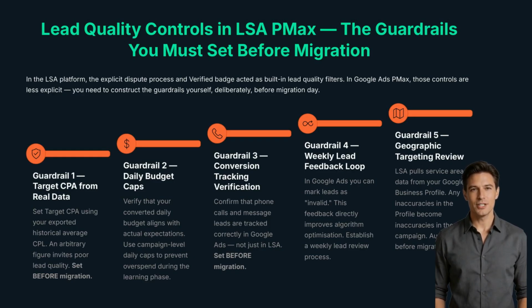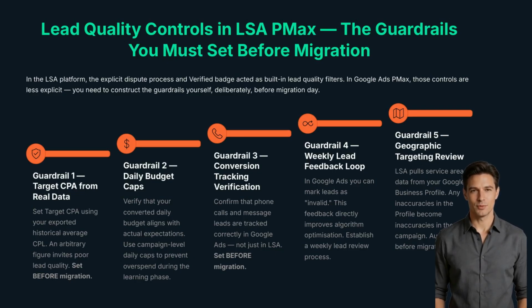First, set target CPA from actual historical data, not estimates. A target CPA that's too high produces expensive leads. A target CPA that's too low either restricts volume or trains the algorithm on low-quality lead patterns. Use your exported LSA data to calculate a 90-day average CPL per service type.